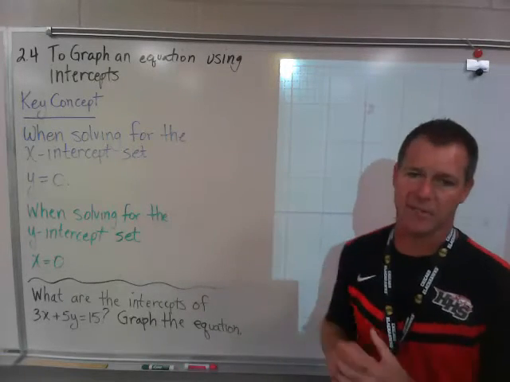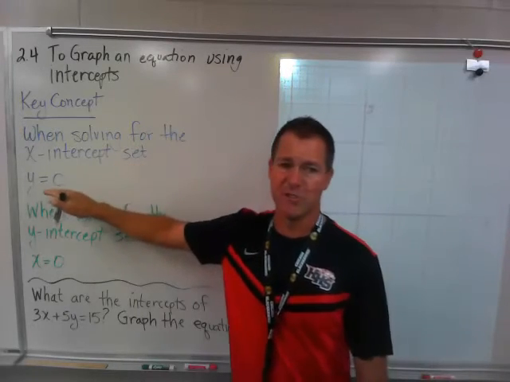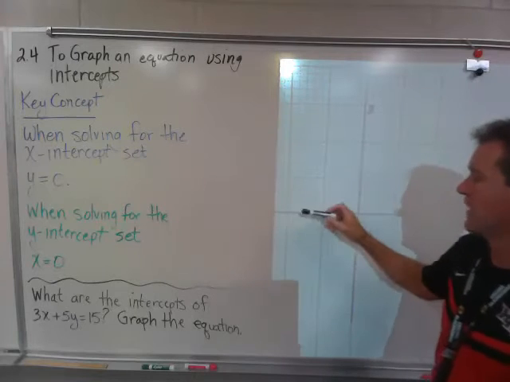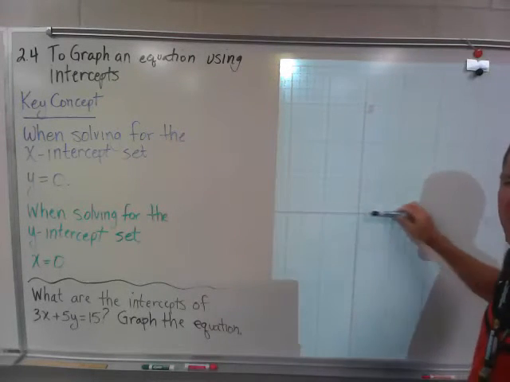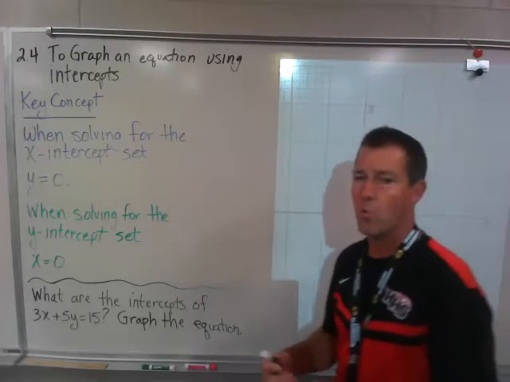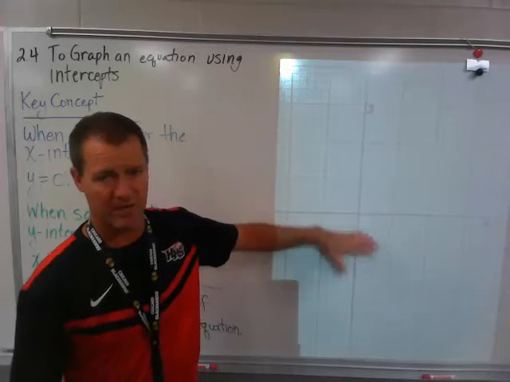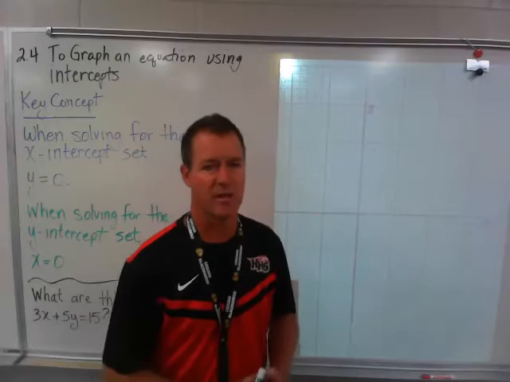So a couple key things. If we're looking for the x-intercept, we're going to choose to set y equal to 0. Now, why do we do that? Well, if we're looking for an x-intercept, we're talking about the x-axis. And anywhere on that x-axis, what is the y-coordinate? Well, it's 0, right? We're not going up, we're not going down, we're on the axis there. So we're going to choose to set y equal to 0.